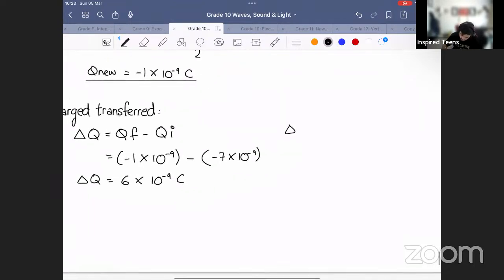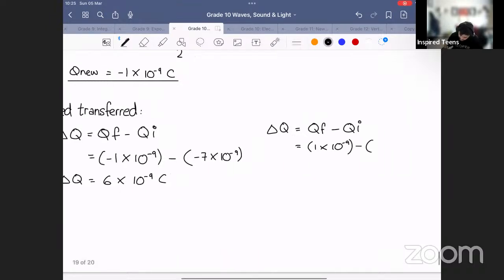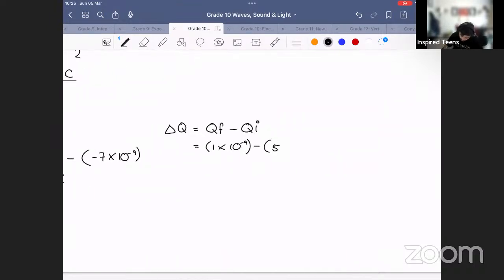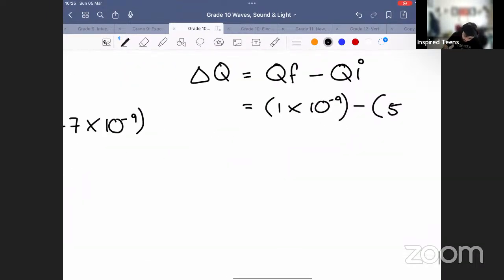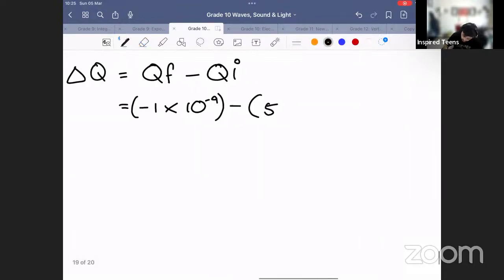Let's see if I chose the other one. Delta Q is equal to Q final minus Q initial. This is equal to -1 times 10 to the -9 minus, I'm going to choose +5. Wait, is that right? Sorry, it's -1. Minus 5 times 10 to the -9. When I do this calculation, I get delta Q as -6 times 10 to the -9.